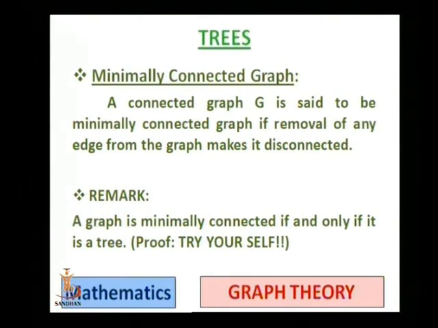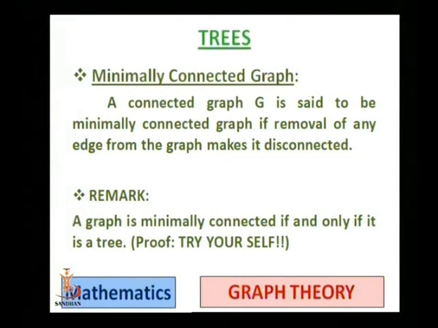Let us assume, suppose, a minimally connected graph contains a cycle. In the contradiction part, we assume that the minimally connected graph contains a cycle. If it contains any cycle, then removal of any edge from that cycle will leave it connected, because it's a part of the cycle. So there will still be a path between any pair of vertices, so it will remain connected, and that violates the condition that the graph is minimally connected.